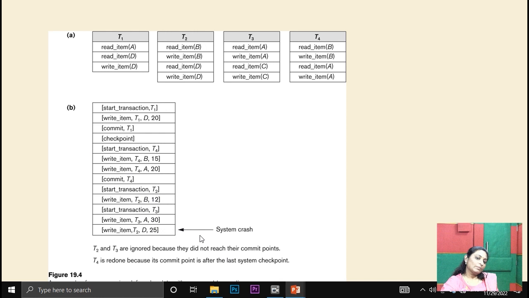Here, at that point, the system crash happens. In that case, T2 and T3 are ignored because they do not reach their commit points. So T4 is redone because its commit point is after the last system checkpoint. Again, transaction T4 will be redone, but transactions T2 and T3 will not be redone. They will be in the undo state. They cannot be completed.